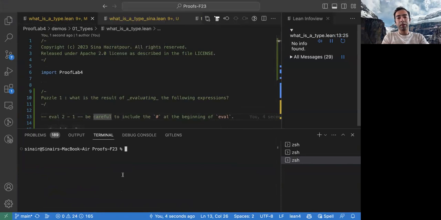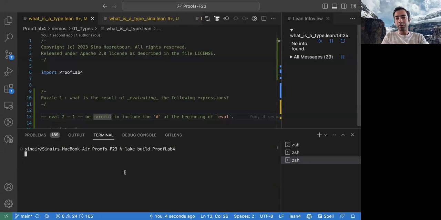And in the terminal, you write such a thing as Lake. So Lake is the package manager. You write build, and you write proof lab 4. So what this does is, if you have some new files and you want to compile them and save the cache of those compilations, so that next time the cache loads faster instead of building it anew, these commands help with that.